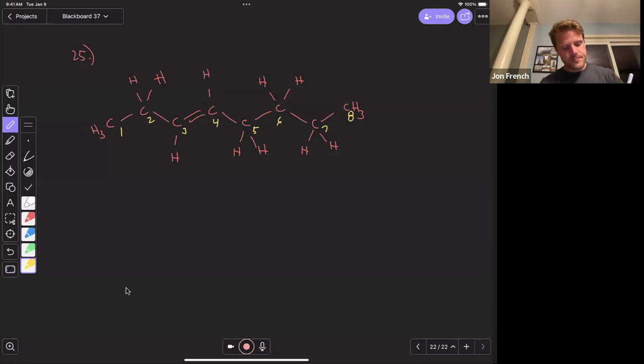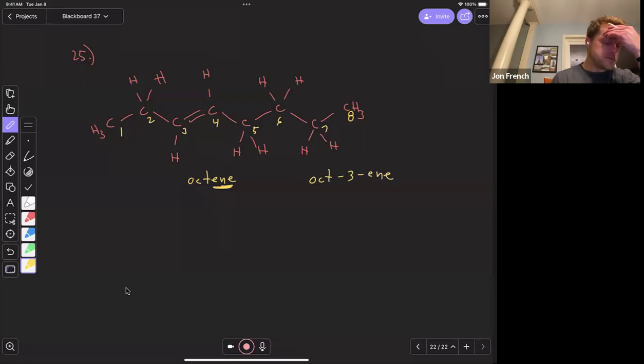So 8 carbons is octene, because I've got a carbon-carbon double bond in there. We want to say where that carbon-carbon double bond is. So we would add oct-3-ene. And then, if Emily's still here, what are we missing, Emily, from this name?